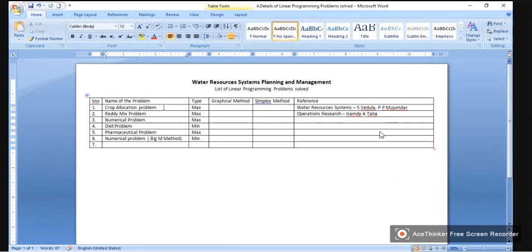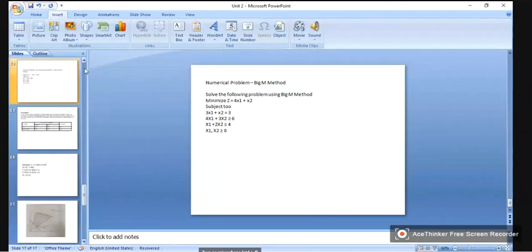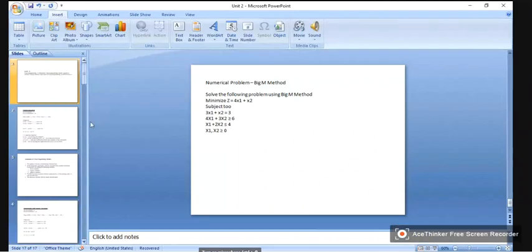Do you want to note down this numerical problem right now? I will show the numerical problem. We will come to this file again. So this is the PPT.